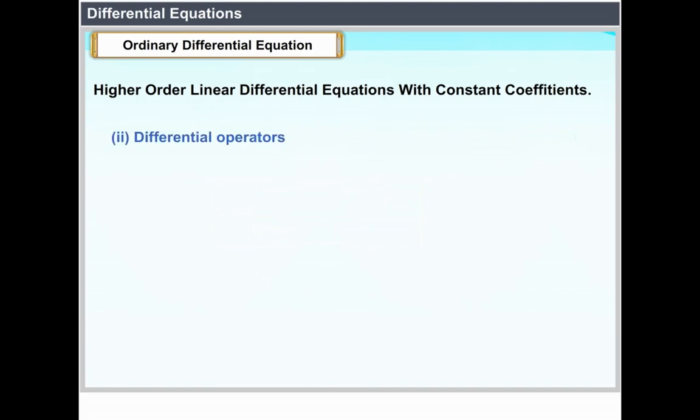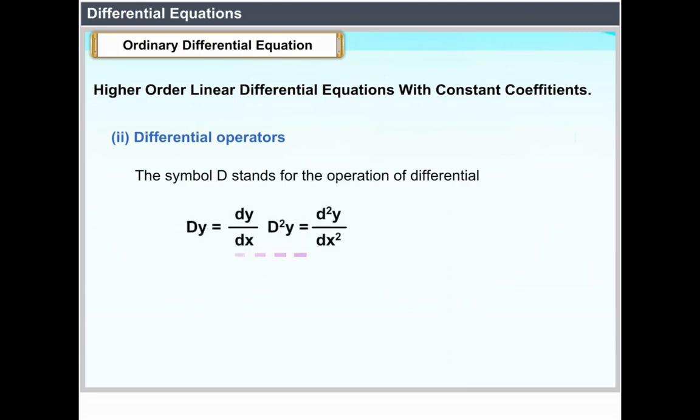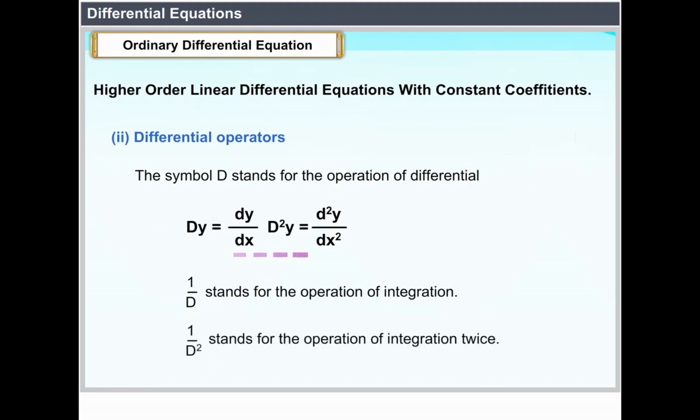Subdivision 2. Differential operators. The symbol capital D stands for the operation of differentiation, that is, Dy = dy/dx, D^2 y = d^2y/dx^2. We need not use capital D and then small d like this; those learning this chapter can easily understand. We have to put capital D here, we have to use small d here. 1/D stands for the operation of integration. 1/D^2 stands for the operation of integration twice.